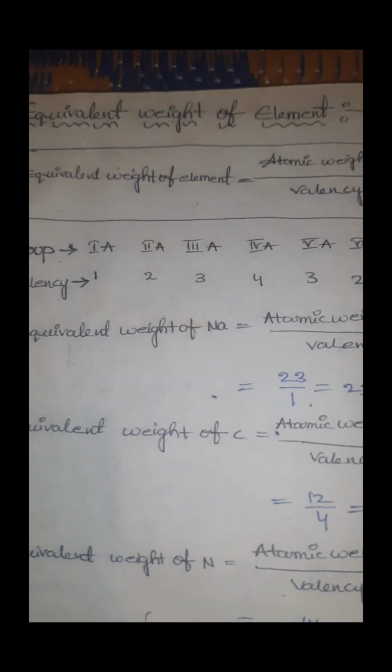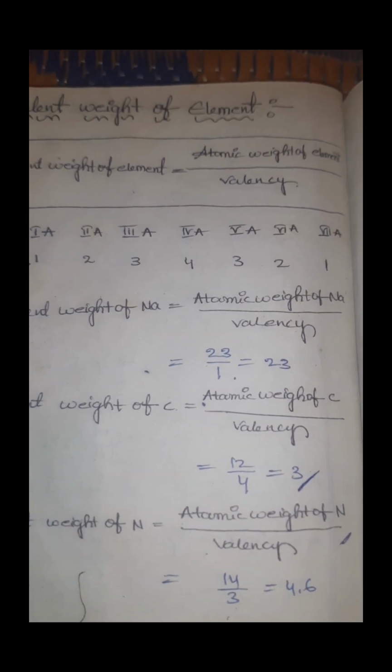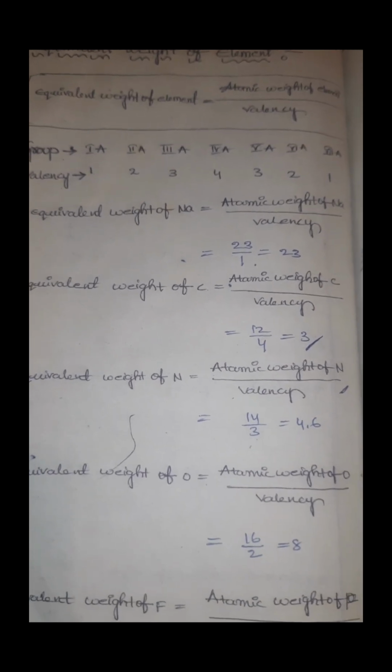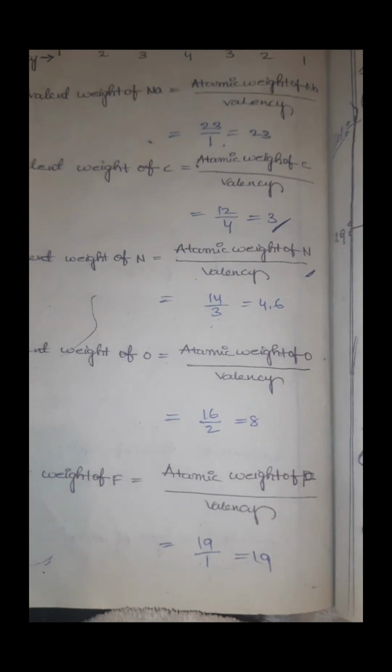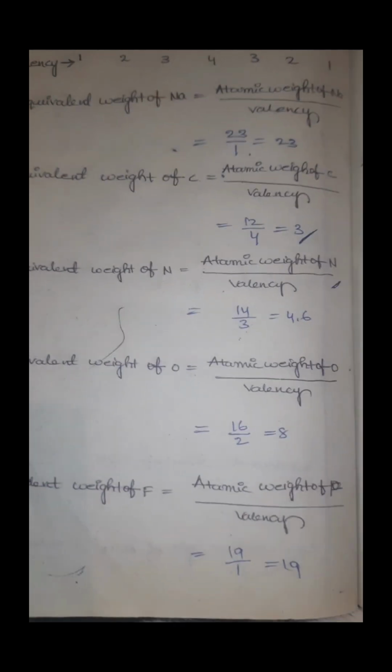Equivalent weight of an element: you have to remember, equivalent weight of the element equals atomic weight of the element divided by valency. How to find the valency? Remember, group number equals valency. Equivalent weight of sodium equals atomic weight divided by valency one. Like that, find for carbon, nitrogen, oxygen, and fluorine.